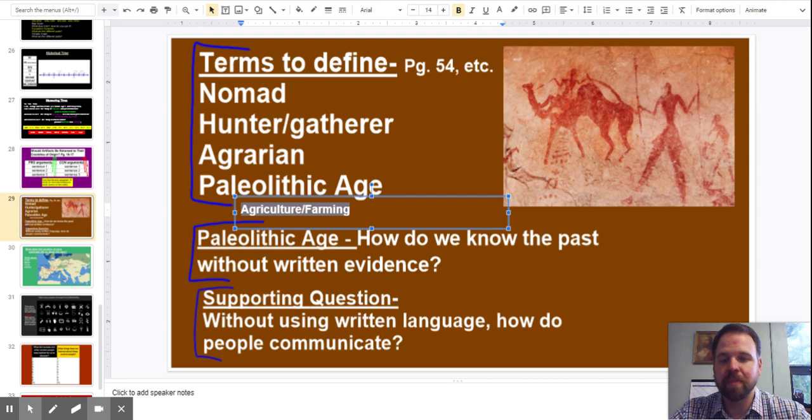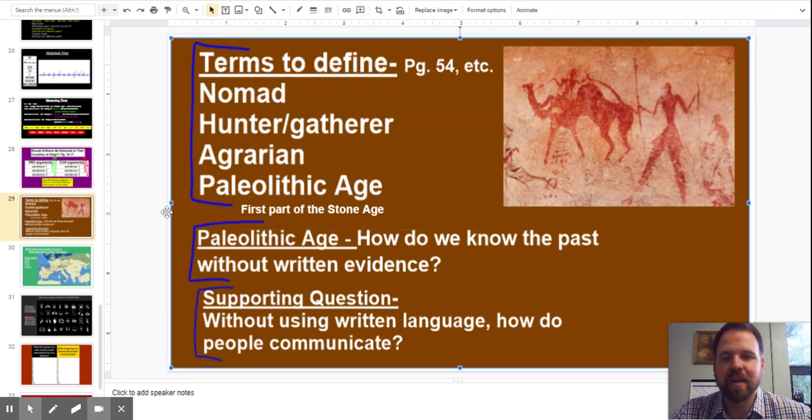The first part I'm going to put here, though, is that Paleolithic is actually the first part of the Stone Age. Okay, so it's actually the first part of the Stone Age, right? The whole Stone Age itself is a big chunk of time, but the Paleolithic is actually the earliest part of that timeline. Okay, so I'll click off of this real quick just to kind of give you an idea.